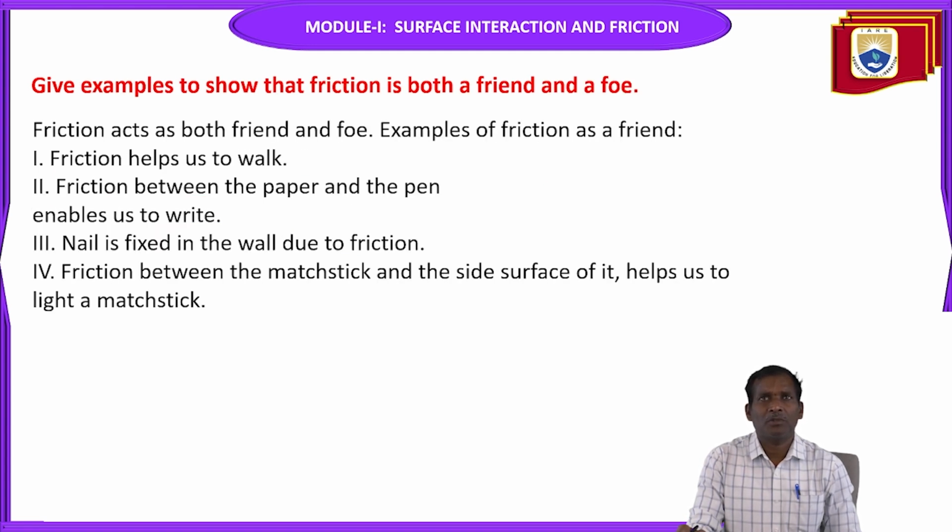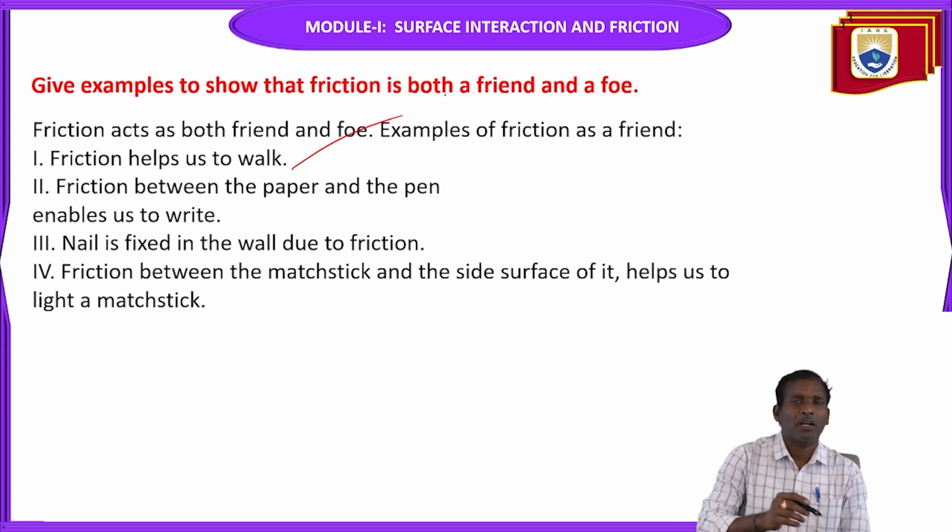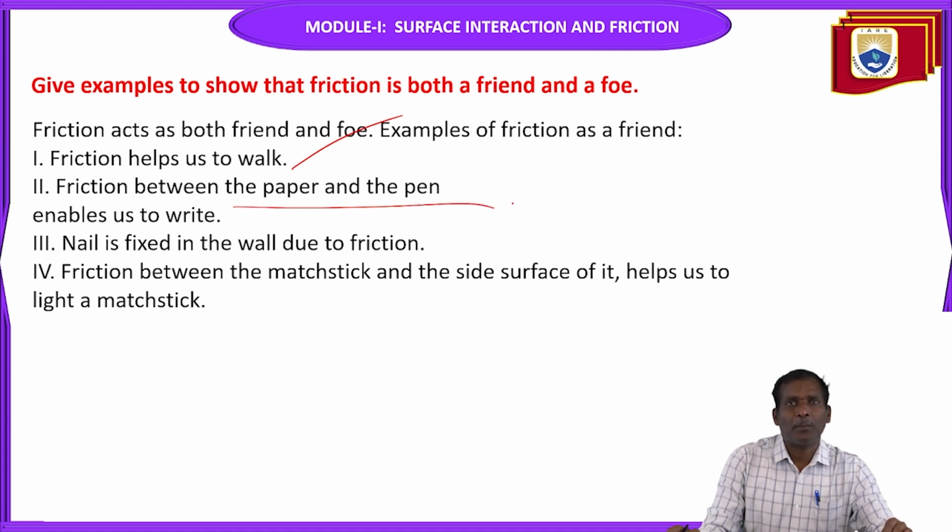Next, give examples to show that friction is both a friend and a foe. Friction acts as both a friend and a foe. Examples of friction as a friend: friction helps us to walk, which we have already discussed. Friction between the paper and the pen, otherwise you can't write on paper.